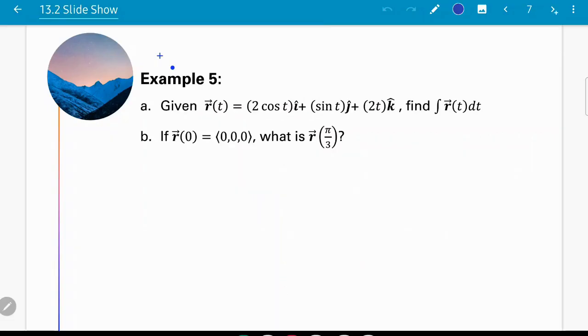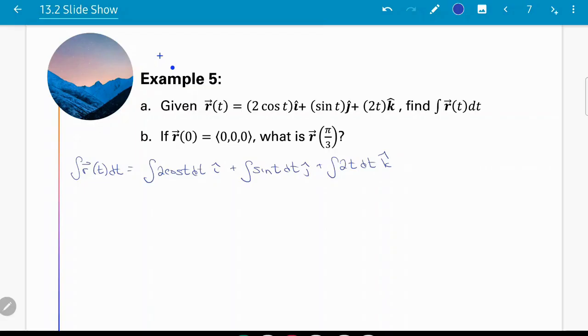k hat. So given r of t is 2 cosine t i plus sine t j plus 2t k, we want to find the integral of r of t. So the integral of r of t dt is going to be the integral of 2 cosine t dt i hat plus the integral of sine t dt j hat plus the integral of 2t dt k hat.